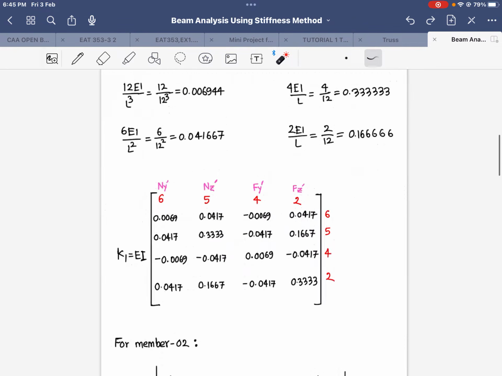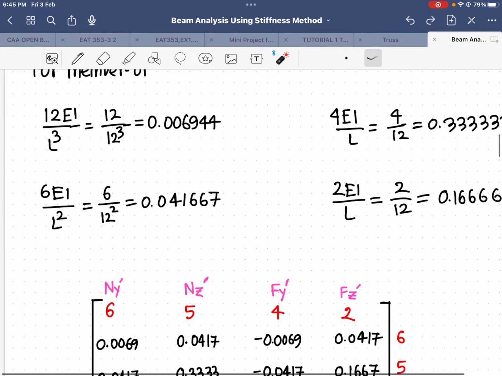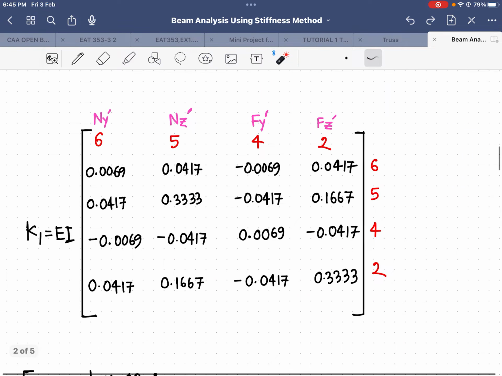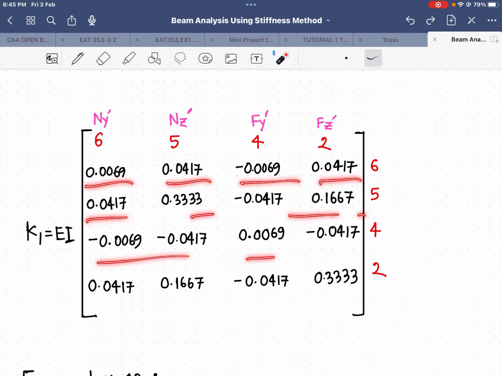All right, so for the first member, I write the length L equal to 12, and I just plug in the values, and I already got the values in here. After getting all the values, I just plug them into the formula. So I will get all the values, and this is the stiffness matrix. So already we got the stiffness matrix.